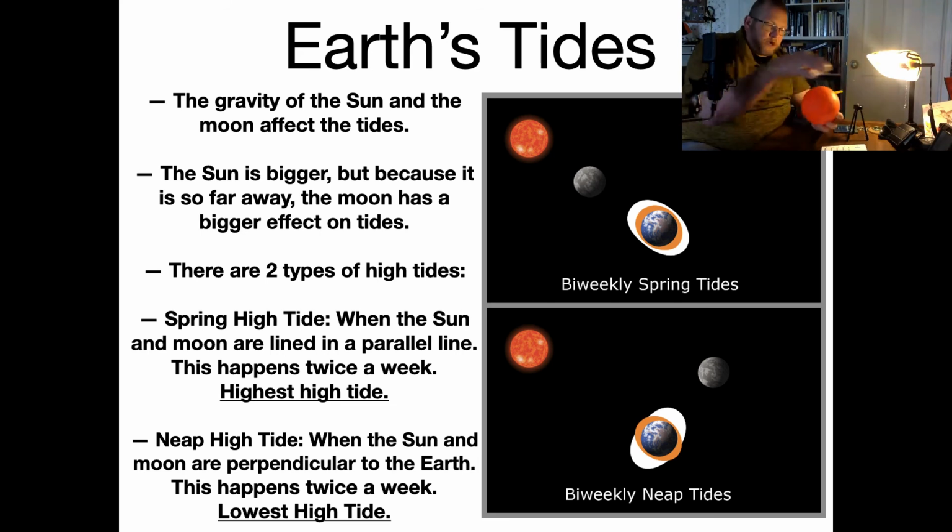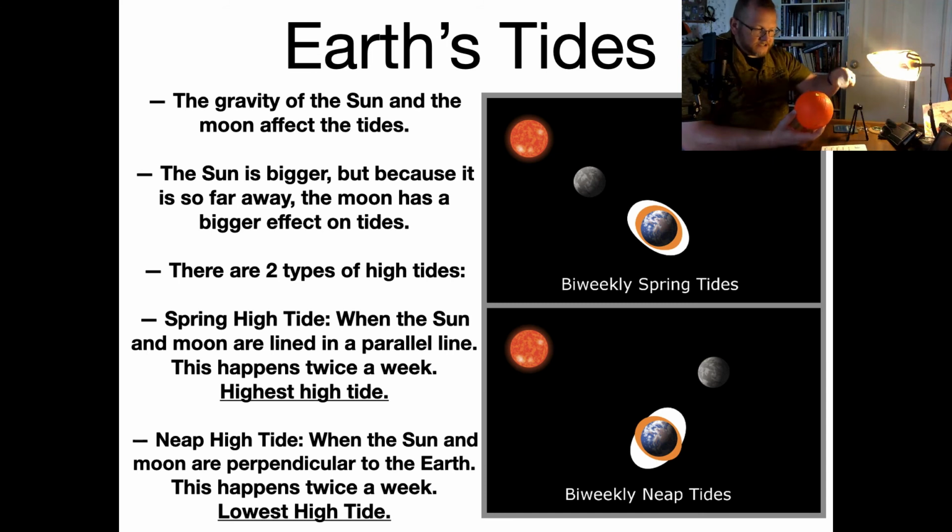Now, of these spring high tides, which one do you think is highest? Probably this one, because you've got the sun and the moon pulling in the same direction, where here you've got them pulling in opposite directions. But with the moon here or the moon here, as it's coming around, that's called a spring high tide. It's the highest of the high tides.